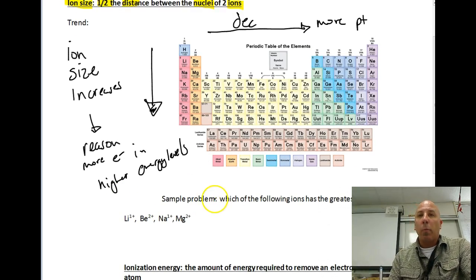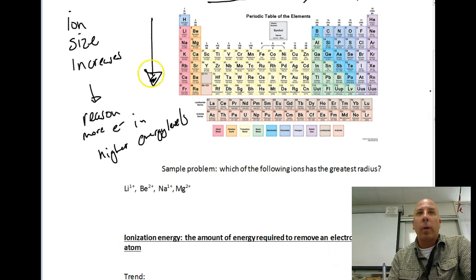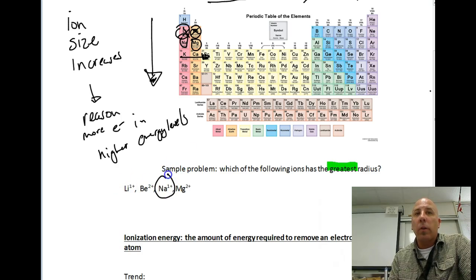It says, which of the following ions has the greatest atomic radius? And we're given the lithium ion, which is right here, the beryllium ion, the sodium ion, and the magnesium ion. So we're looking for greatest radius. Okay, so it increases down, so that means lithium and beryllium are off the charts. And then it decreases to the right due to increased nuclear charge. So we have sodium ion being the largest of those 4 ions. Okay.